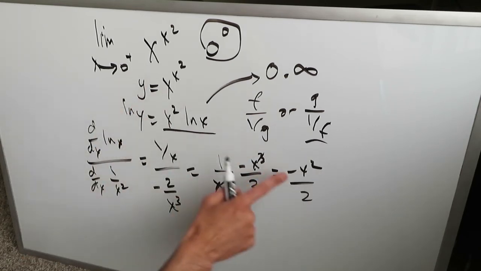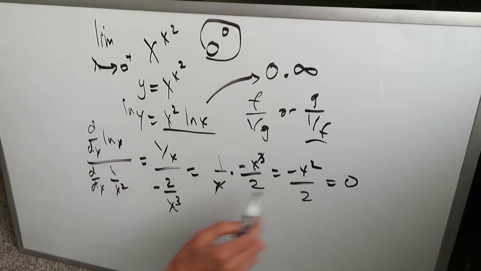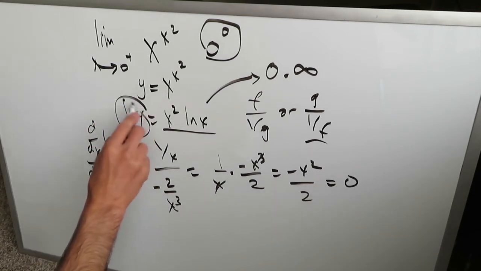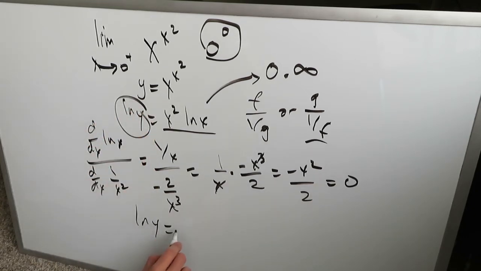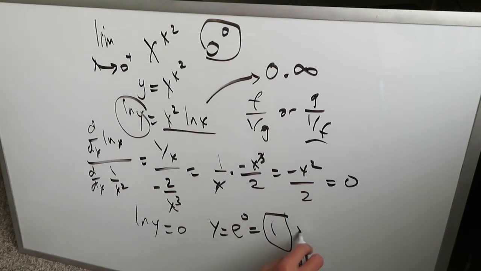When you put 0 in place of this, you end up zeroing it out. But remember, you have to think about this part right here. Natural log y was equal to 0. y is equal to, take the exponential base e to the power of 0, and that yields your answer of 1. So the limit of this function, as x approaches 0 from the right, will approach 1, and that will be your answer.